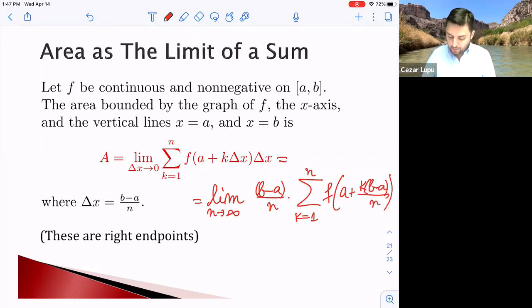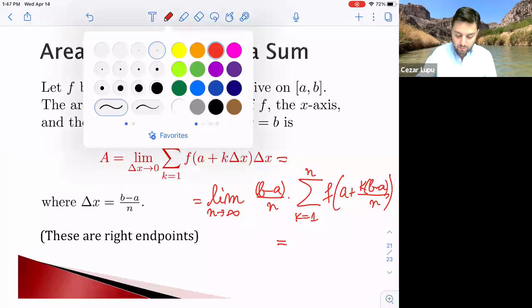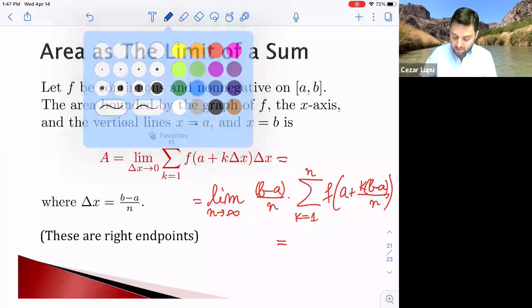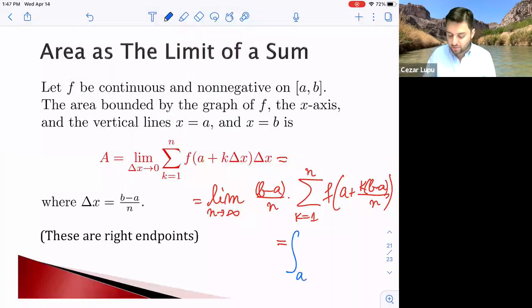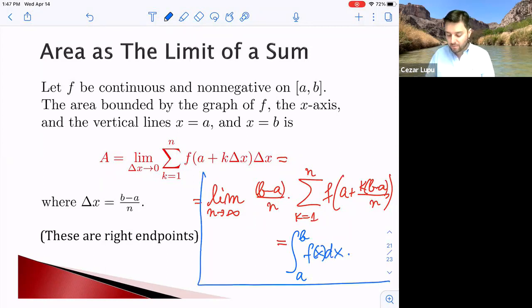And this guy here is nothing else, I'll tell you in advance, it's a big surprise, but probably you expect it, than just the integral from a to b of f of x dx. So that was the amazing idea of Riemann.